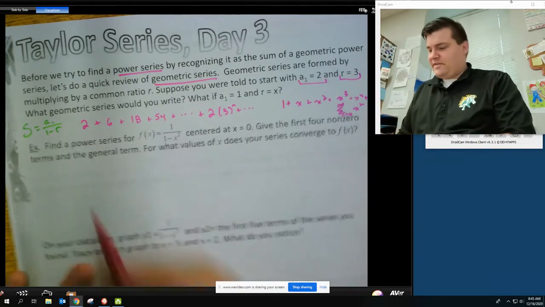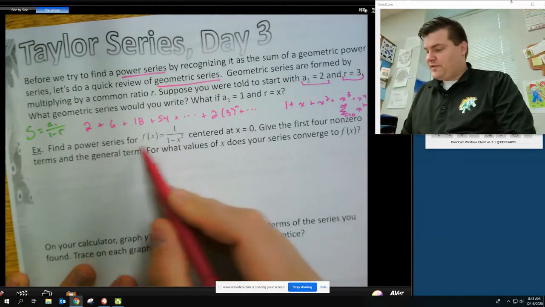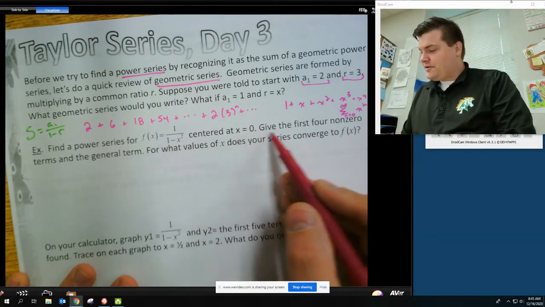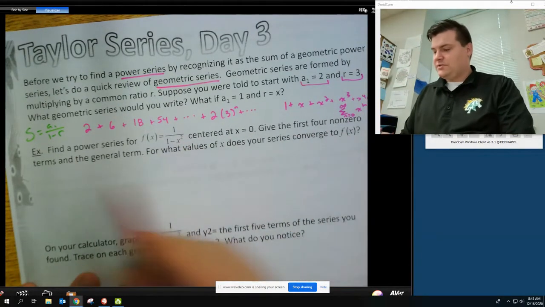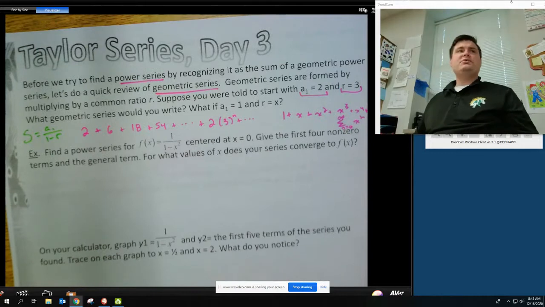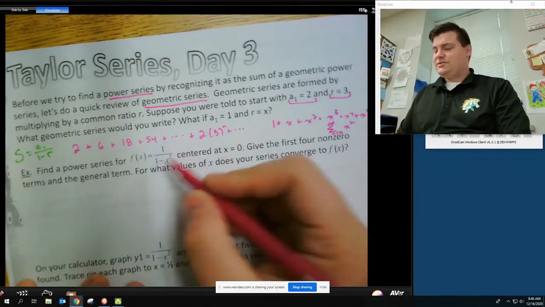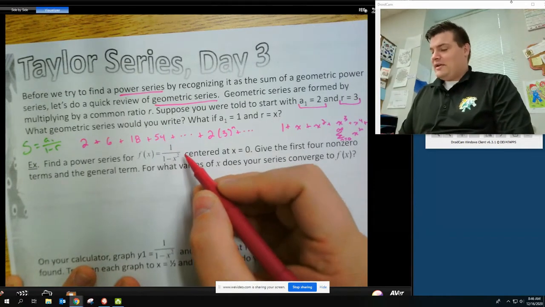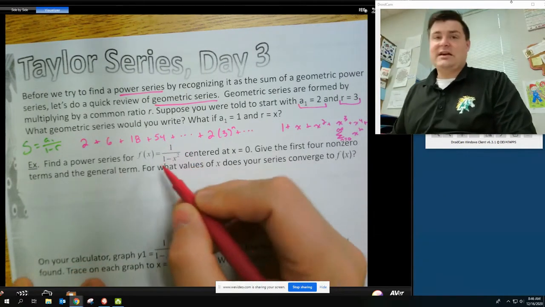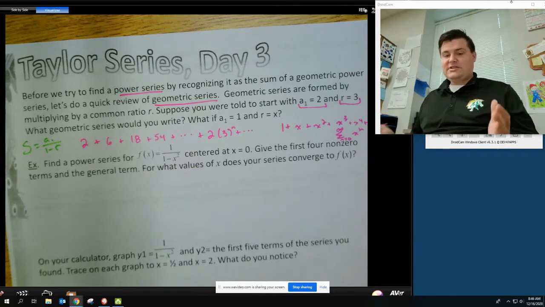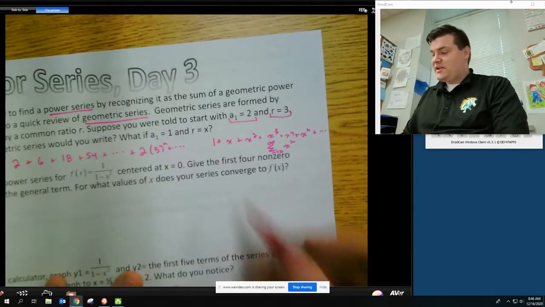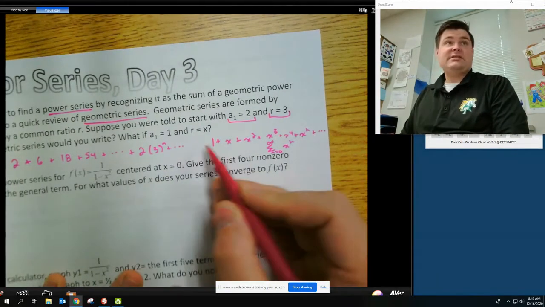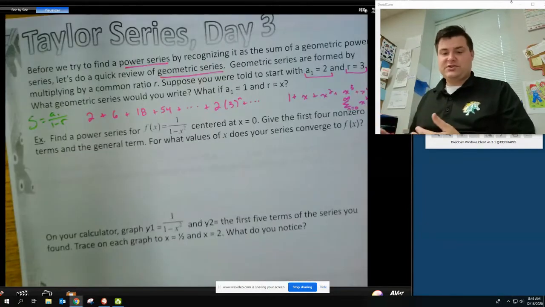All right. So find a power series for this right here, centered at x equals 0, for the first 4 non-zero terms and a general term. What makes this so difficult is that finding the derivative of this is a pain, and then you have to find the derivative again and again and again. It's going to take a long time. So if you realize that this is just a geometric series, and I know that a geometric power series looks like this, then I can start to use some substitution.